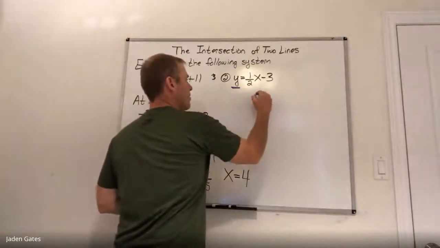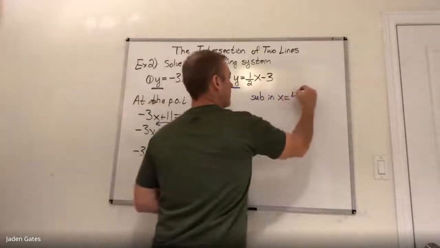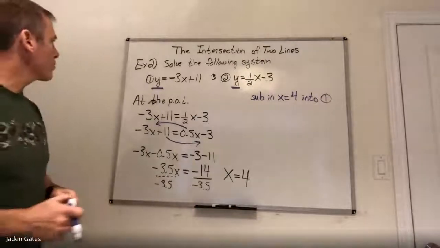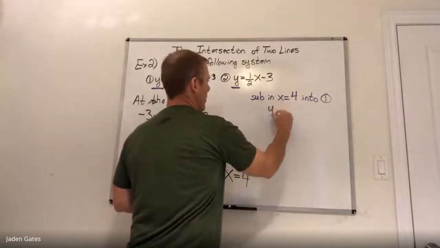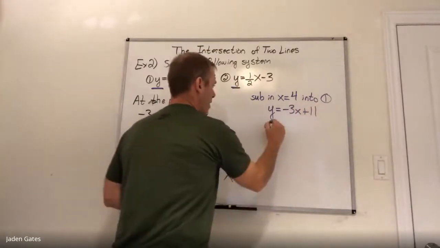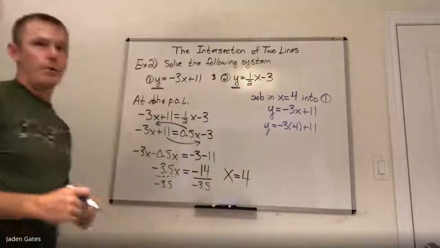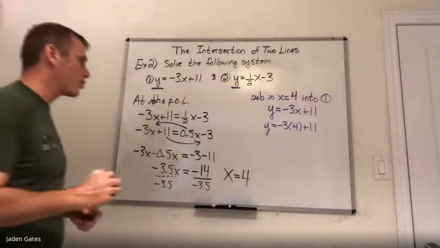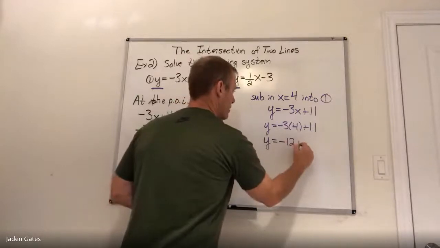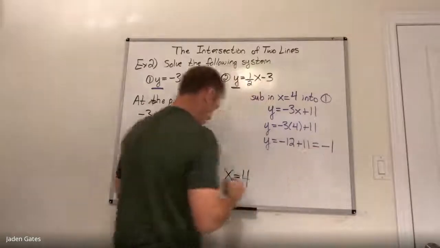So I'm going to sub in x equals 4 into the first equation. Again, I picked the first one. There's no fractions. And so that equation, again, is y equals negative 3x plus 11. And I found that x is actually equal to 4. So I plugged that 4 in there. And then now it's just the math. And so negative 3 times 4 is negative 12 plus 11. Well, if I lose 12 and I get 11 back, I am still down 1.